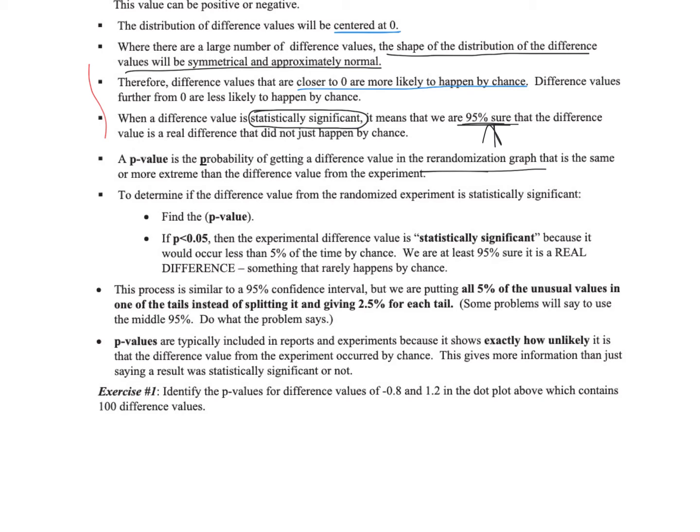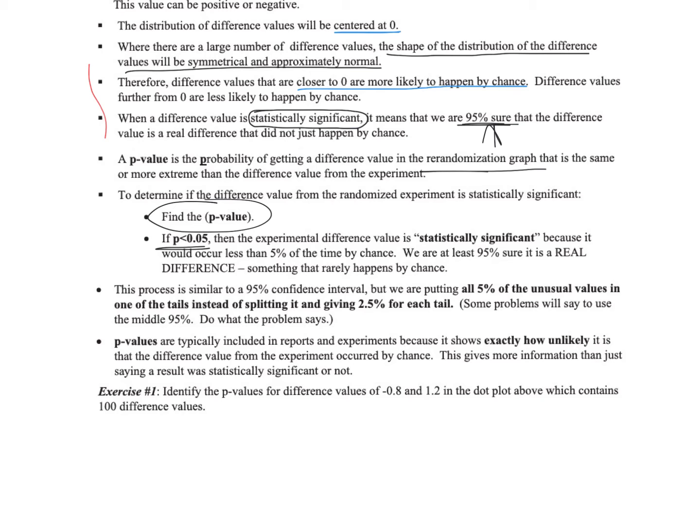To determine if the difference value from the randomized experiment is statistically significant, find the p-value, and we will be doing this. If p is less than 0.05, then the experimental difference value is statistically significant because it would occur less than 5% of the time by chance.